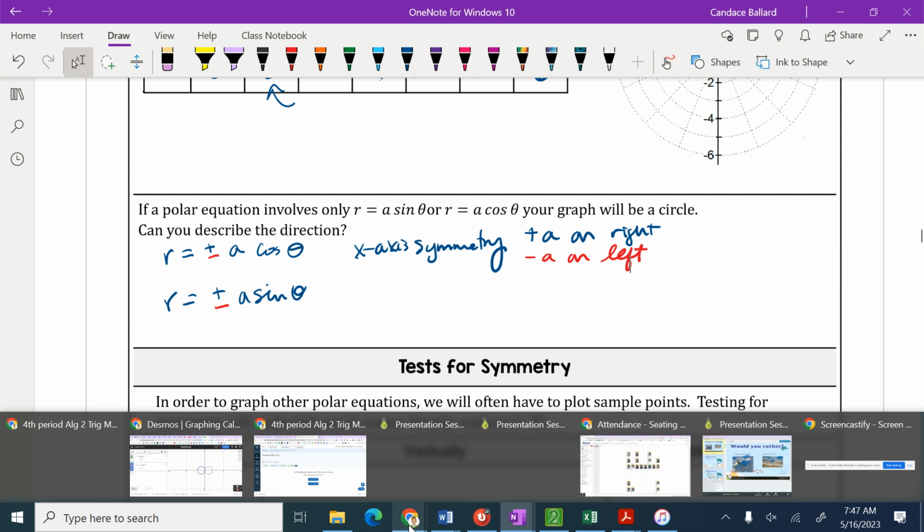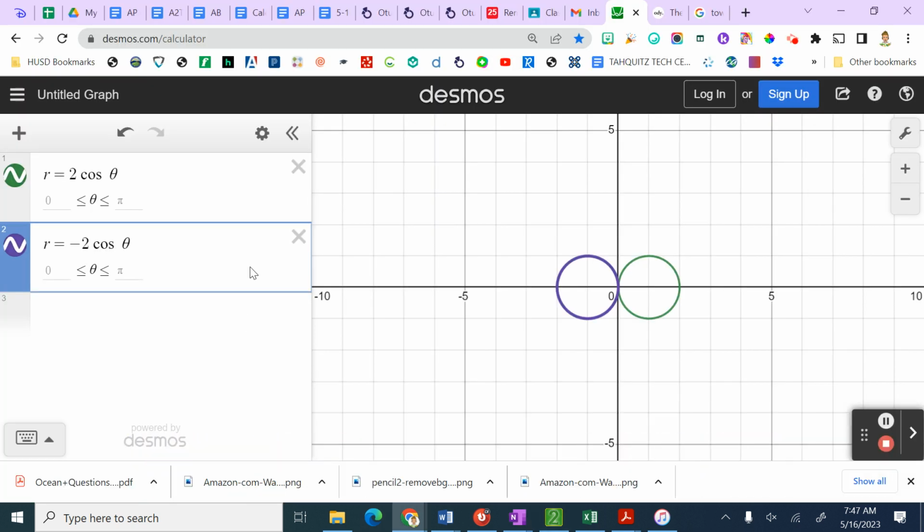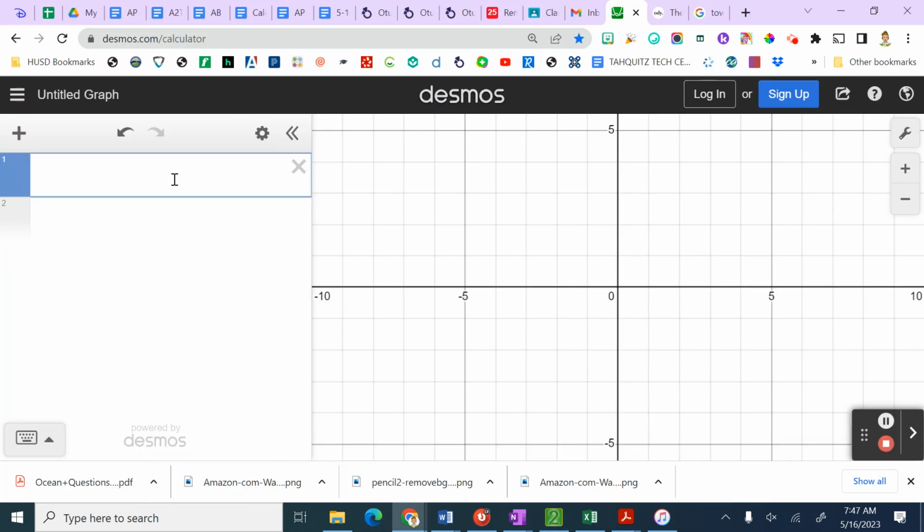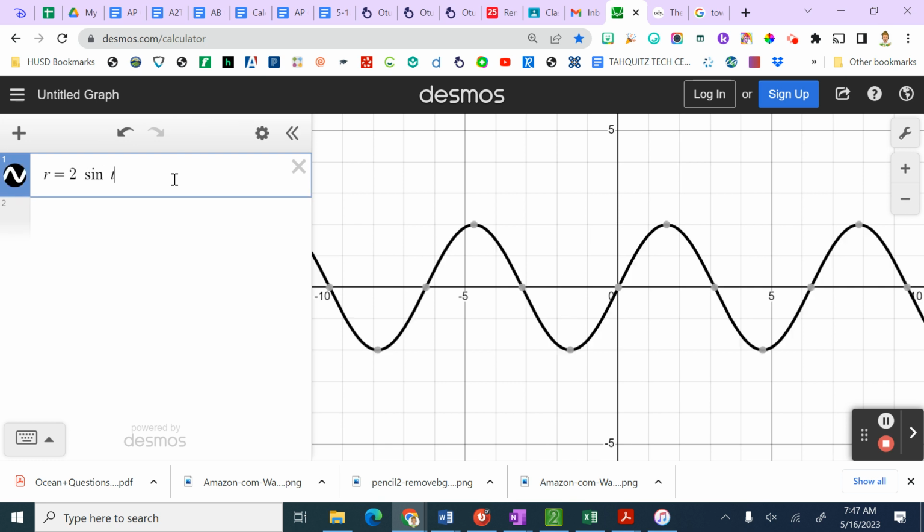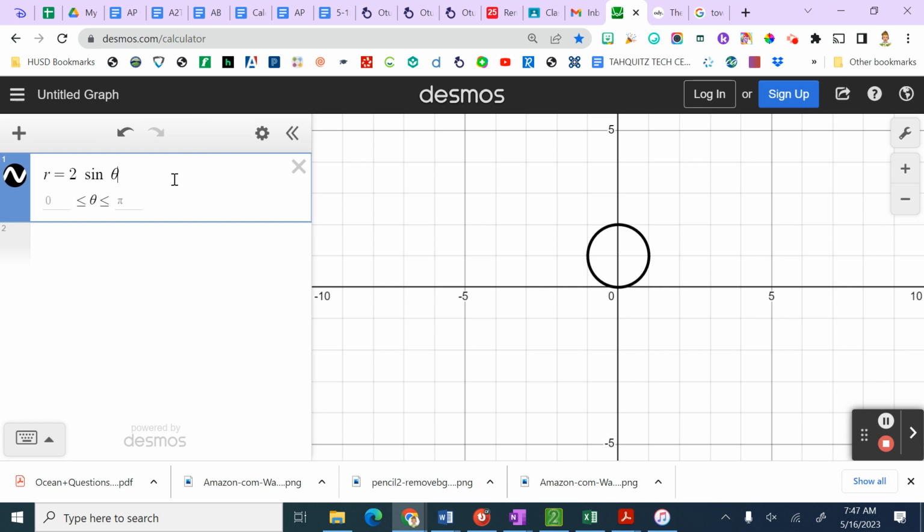Okay, let's go back here again. Now we're going to close those two out. Let's do sine. So r equals 2 sine theta. All right. What do we notice about its direction? Left, right, up, down? It was up. And then what about its symmetry? What kind of symmetry? It's y-axis symmetry.